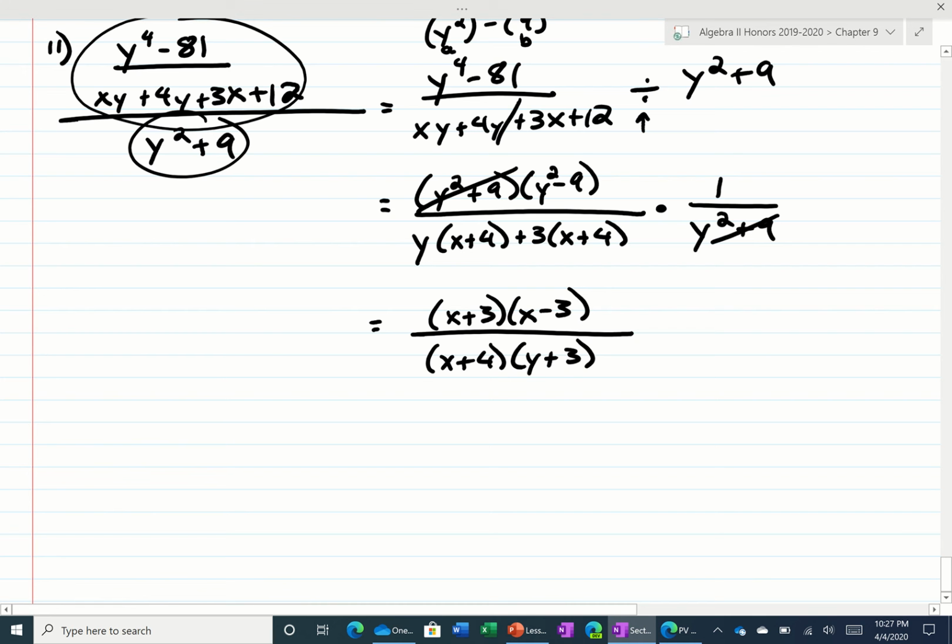So these could, let me see here. Well, I put x's on top. It's y squared minus 9, so this would be y plus 3, y minus 3. So these would cancel, which is why the answer is y minus 3 over x plus 4.